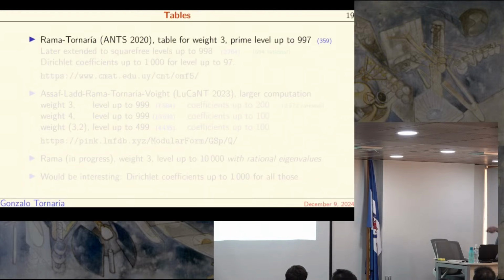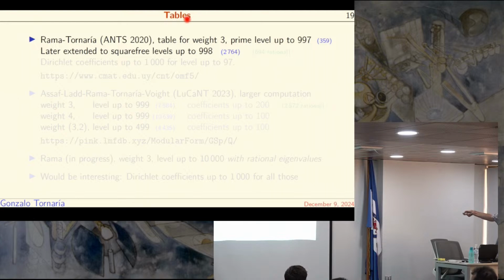So let me just finish with whatever tables we have computed. In 2020, we published a paper in ANTS with Gustavo with a companion table for all prime levels up to 997. The numbers in blue here are the number of eigenforms that appear in each computation. Later, we extended this to square free levels. This was before we knew the theorem, so this was conjectural.